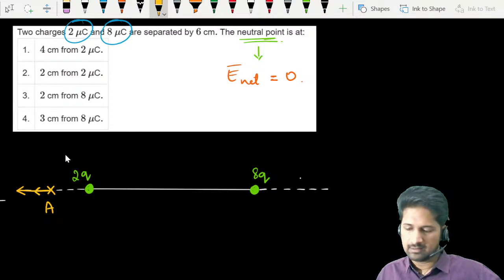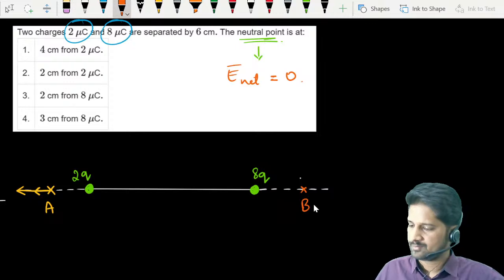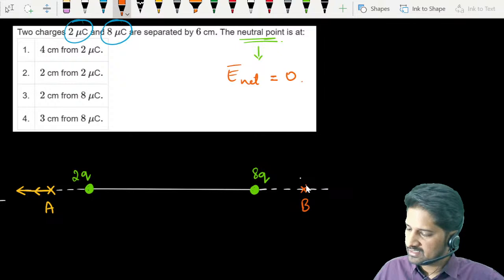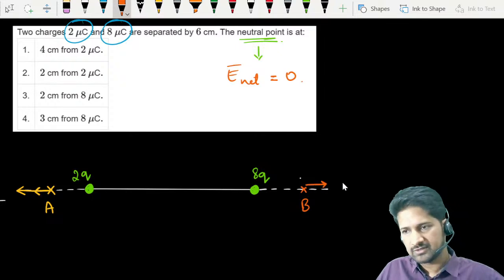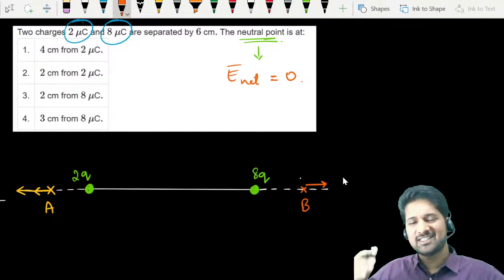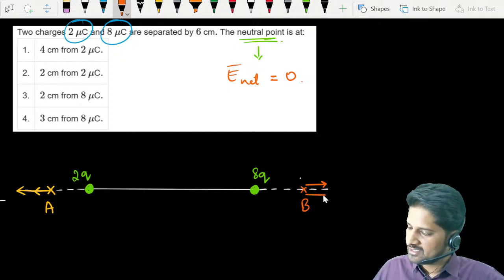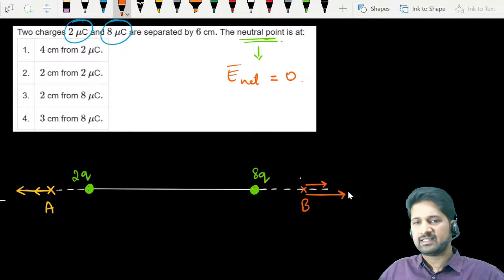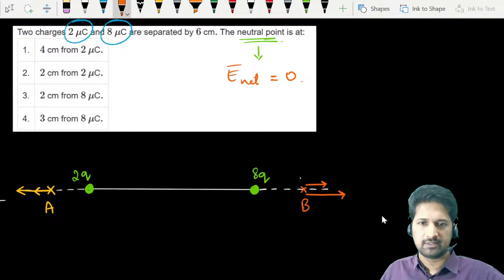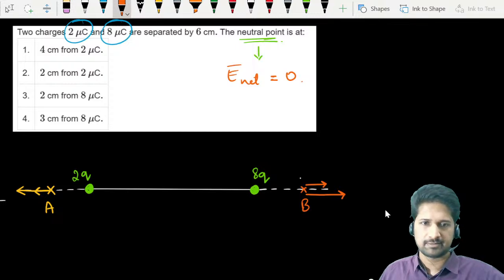Now look at the extreme right. Let's call this point B. Both the charges are positive. 2q will produce a field there away from itself. A positive charge always produces a field away from itself. 8q will also produce a field away from itself. Now both fields are in the same direction, both are towards right, so they cannot get cancelled. B cannot be a neutral point. You cannot expect to find a neutral point anywhere on the extreme right of this system.